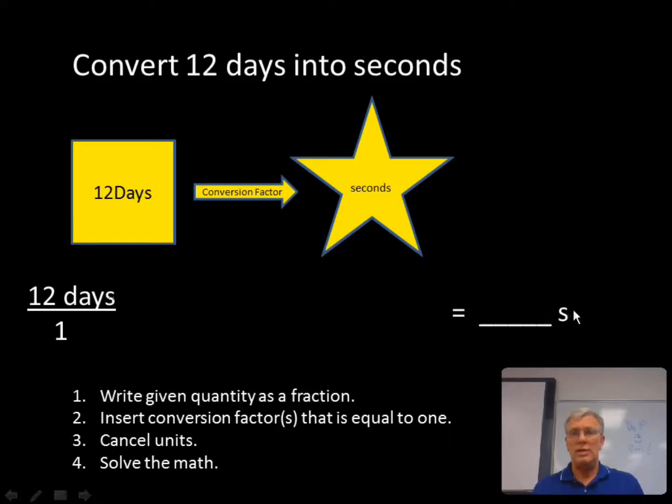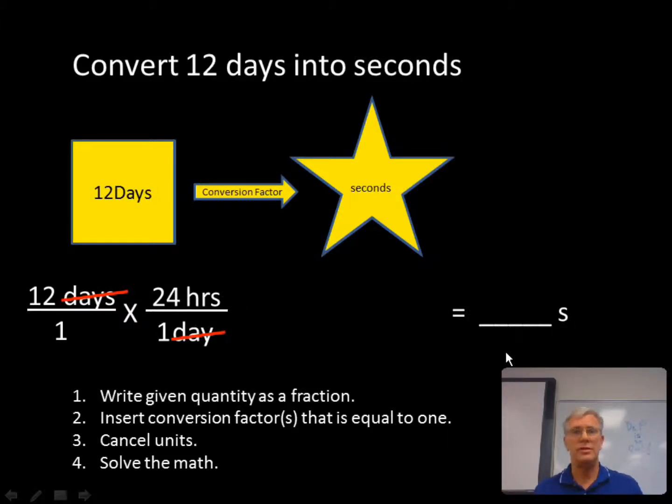So since I don't know how many seconds there are in days, I do know how many hours there are in a day, so I'm going to start there. There are 24 hours in a day. I can cancel out days and I'll be left with hours now. But hours is not what I'm looking for.